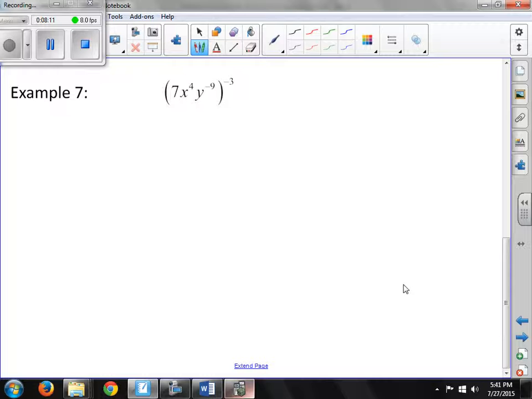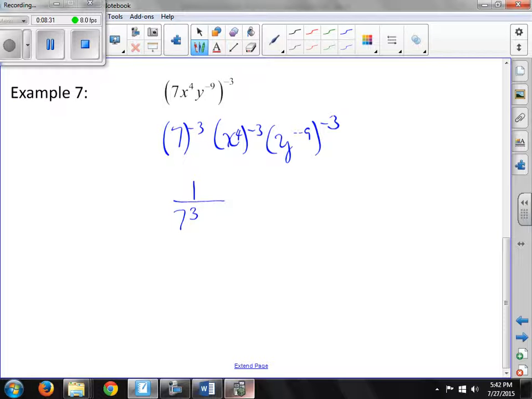Now here we want to raise our 7 to the negative 3. We want to raise our x to the 4th to the negative 3. And we want to raise our y to the negative 9 to the negative 3. So we'll have 7 to the negative 3, which would be 1 over 7 to the positive 3. This would give us x to the negative 12.